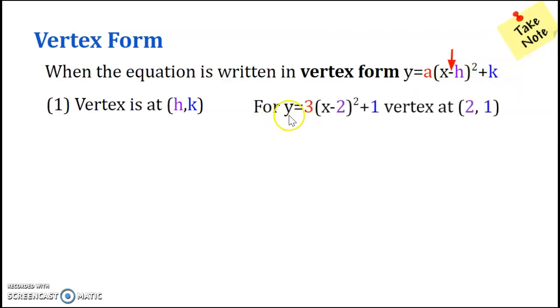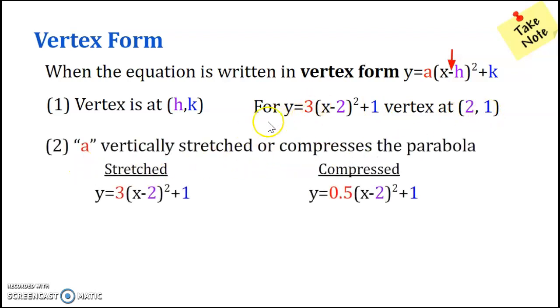So for y is equal to 3 parenthesis x minus 2 close parenthesis squared plus 1, in place of h is the number 2. So I know that the x coordinate of the vertex is 2, and in place of k, the number is 1, so the y coordinate of the vertex is 1.